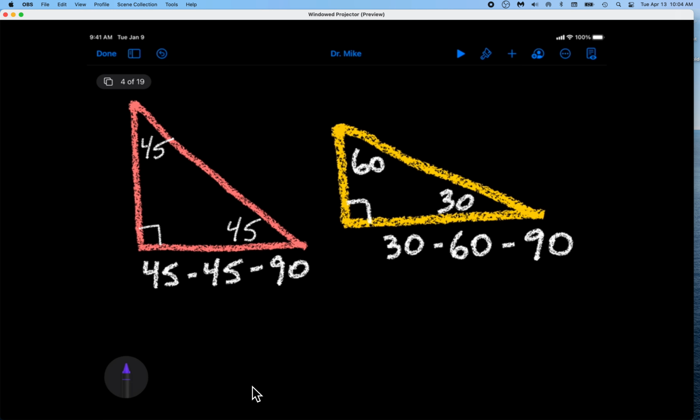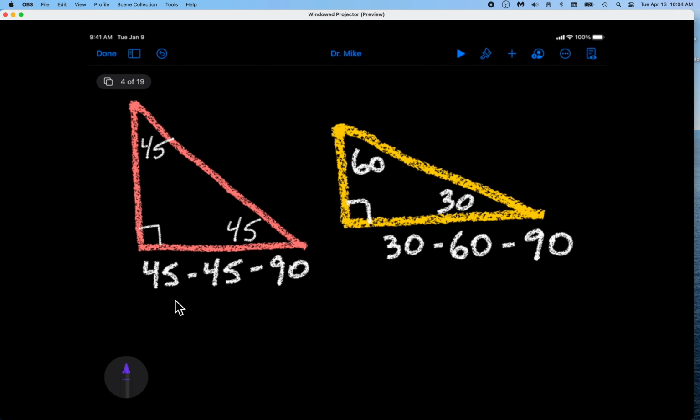In this video, we're going to talk about these two special triangles, namely the 45-45-90 and the 30-60-90. These triangles come up frequently in math, and they are often part of the SAT examination.